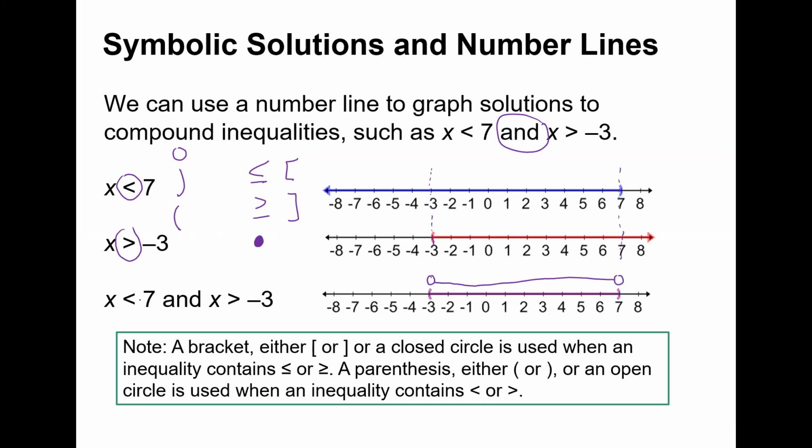And they actually have the note here. A bracket or a closed circle is used when an inequality contains the greater than or equal to, and parentheses or an open circle otherwise. But again, when you have the equals part, you have brackets or a closed circle. When you have parentheses, it's an open circle, when you have just strictly greater than or less than.